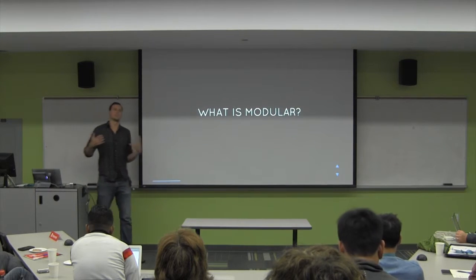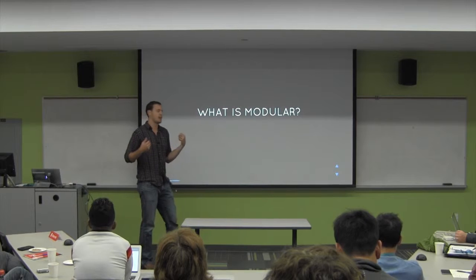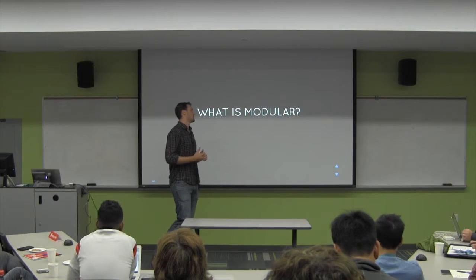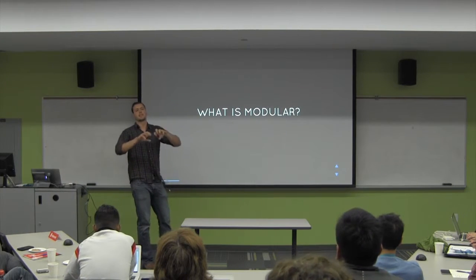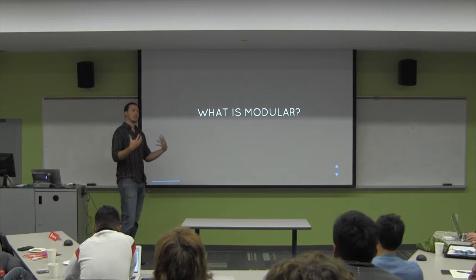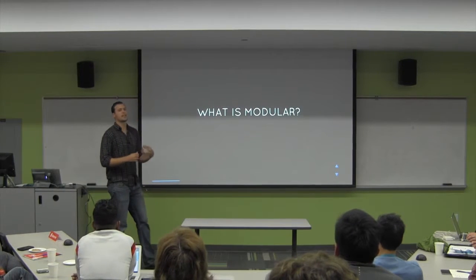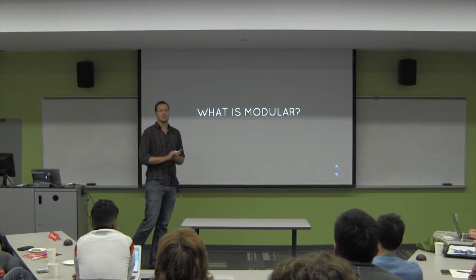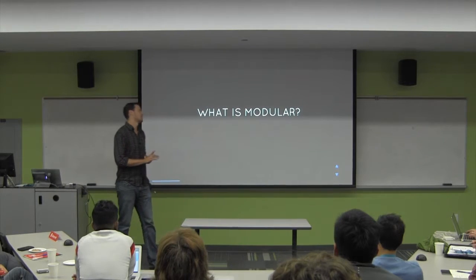So we have this idea, Modular Sass. What does that even mean at a high level? What is modular? Modular to me is taking something that's extremely large, like that 8,000 line CSS file, and breaking it down into small, reusable, and maintainable components.